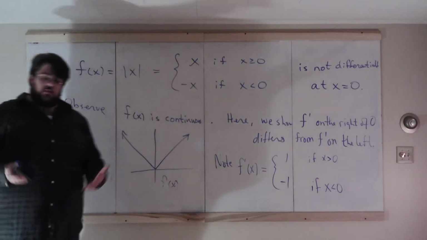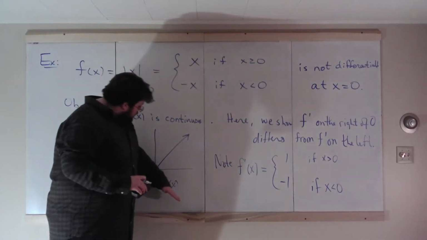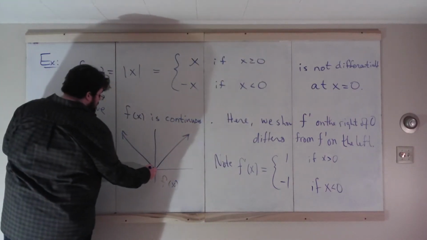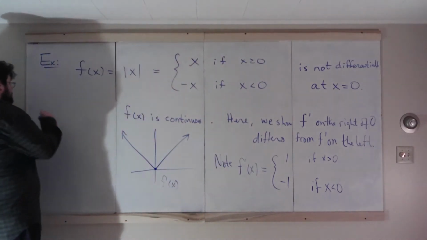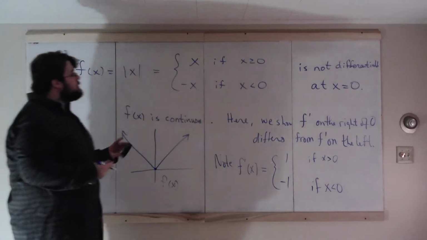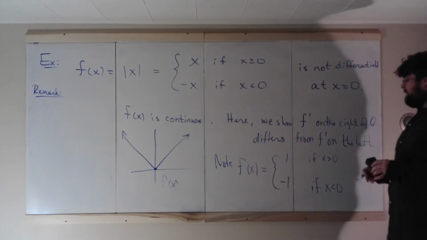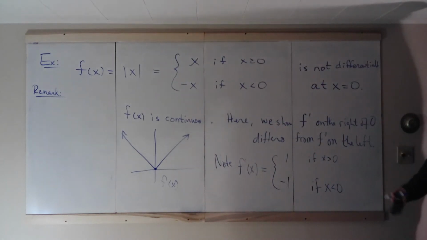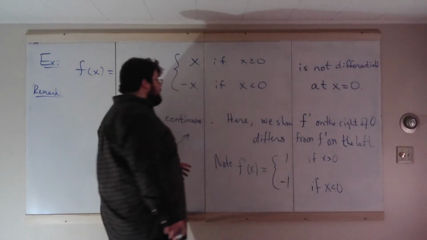And that visual is actually a visual for lack of differentiability. A tangent line going from something like a negative to a positive. That tells us at this point the derivative will not exist. I'm going to make a remark. So this is the end of that example because we showed that, therefore, the limit does not exist at 0. The limit which defines the derivative.